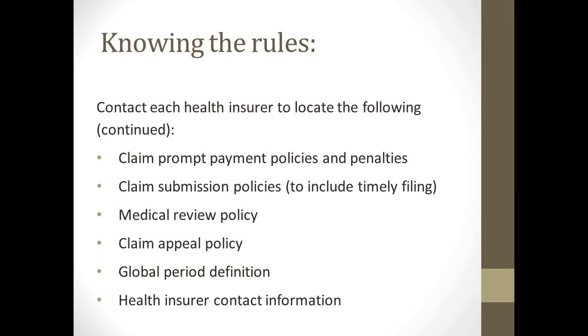Also within the appeals process, you're going to contact each health insurer to locate the following. The claim prompt payment policies and penalties. You can also get those from Uninet with the ones that you participate with. The claim submission policies to include timely filing. The medical review policy, the claim appeal policy, the global period definition, and the health insurer contact information.